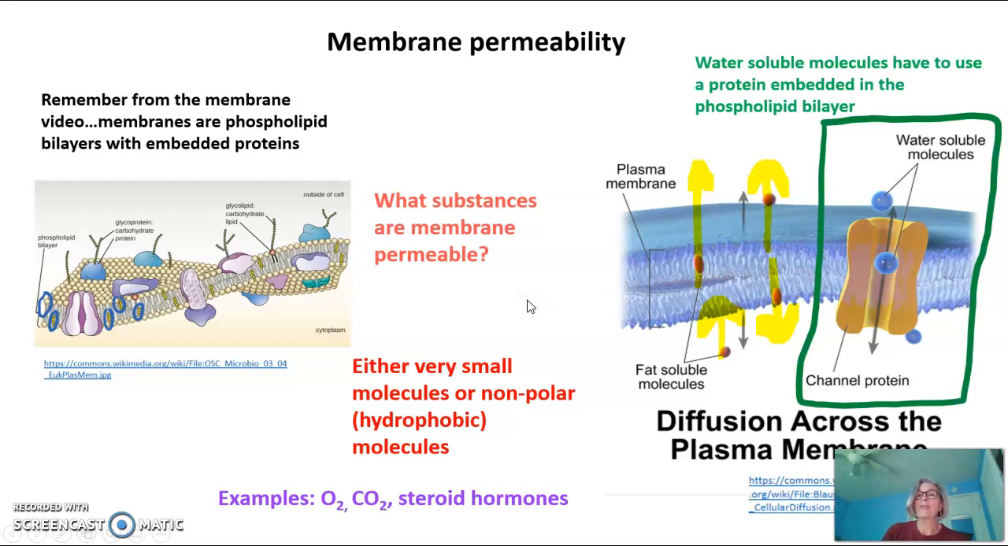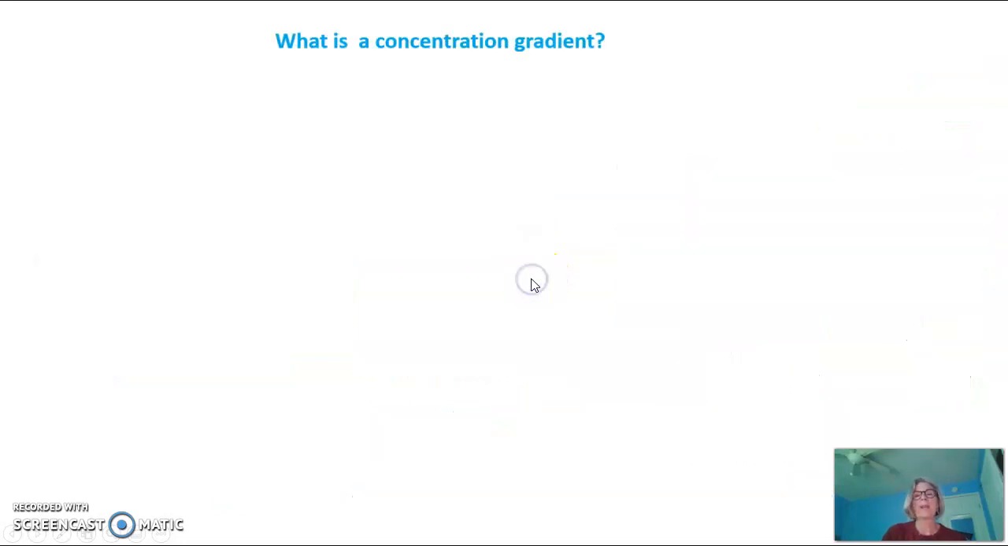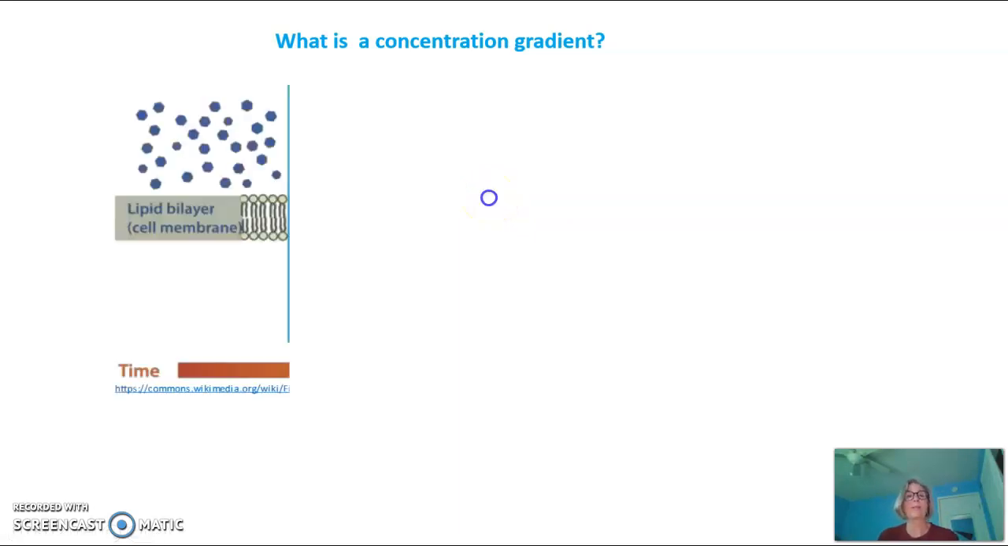Water-soluble molecules have to use a protein embedded in the phospholipid bilayer in order to cross because they can't get through this layer of fatty acids, because they're water-soluble, they're not lipid-soluble. So the second requirement for diffusion to happen across a membrane, in addition to the substance being permeable to the membrane, is a concentration gradient.